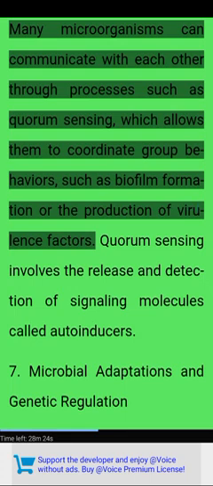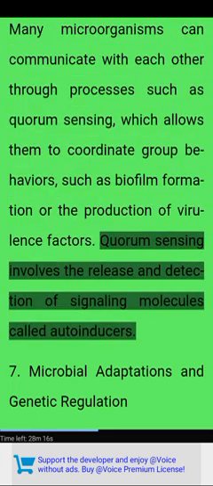6. Microbial signaling and communication. Many microorganisms can communicate with each other through processes such as quorum sensing, which allows them to coordinate group behaviors, such as biofilm formation or the production of virulence factors. Quorum sensing involves the release and detection of signaling molecules called autoinducers.